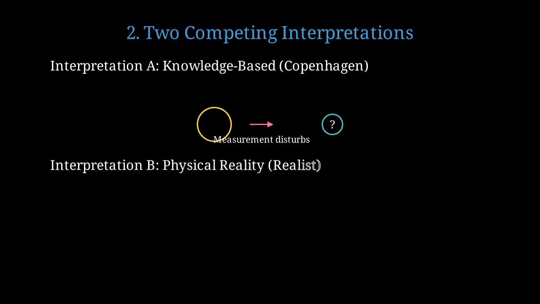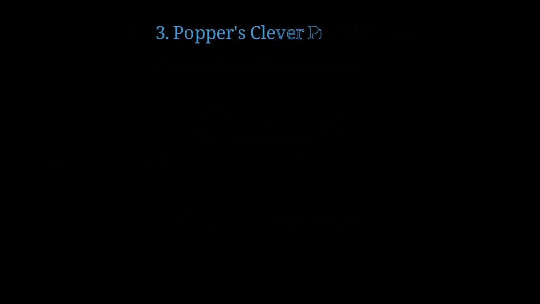Interpretation B, the realist view, says particles already have uncertain properties regardless of measurement. It's intrinsic to nature. In this view, the uncertainty is built into the fabric of reality itself, independent of whether we measure or observe. Karl Popper designed an ingenious experiment to distinguish between these two interpretations.